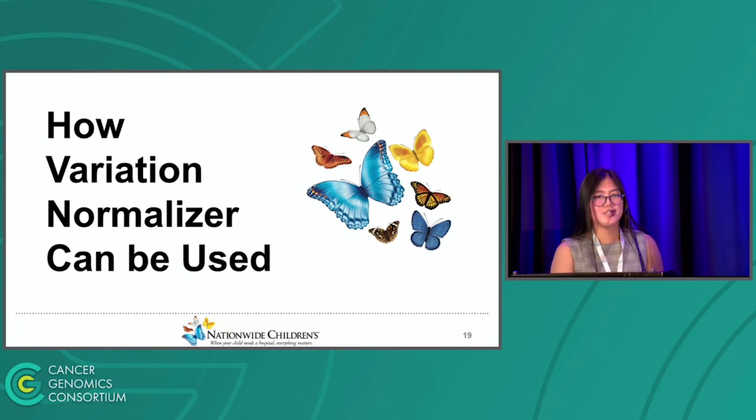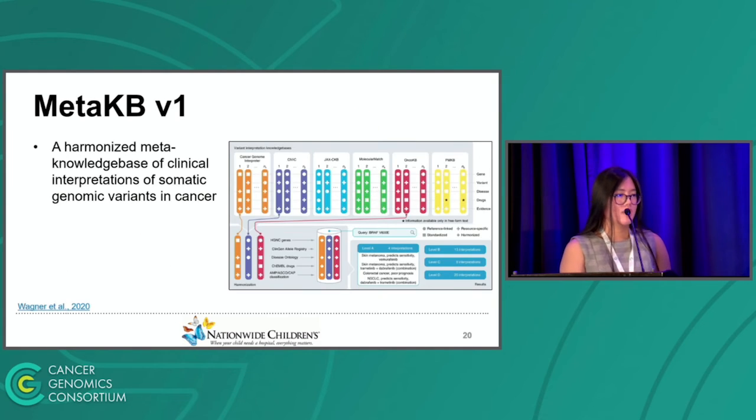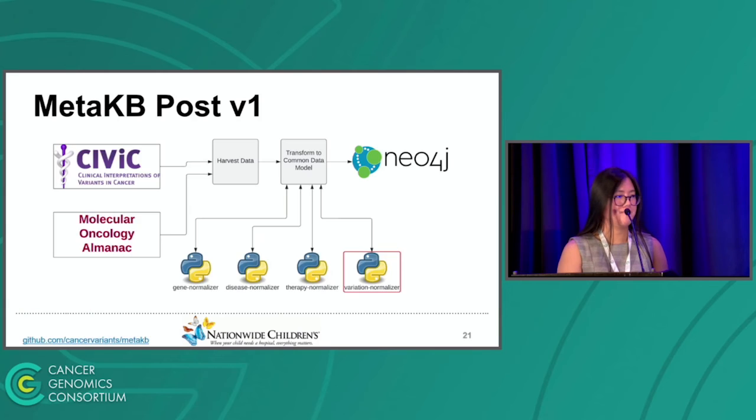Now that I've introduced you to what the Variation Normalizer is and how it works, I'm now going to be talking about the application that it's used in. Variation Normalizer is used in MetaKB, and in MetaKB v1, it was found that 6 somatic cancer variant knowledge bases are highly disparate in content, structure, and supporting primary literature. And this could create a bottleneck when evaluating variants and their relevance in a clinical setting. So a framework was developed for harmonizing interpretations to produce a knowledge base of over 12,000 aggregate interpretations.